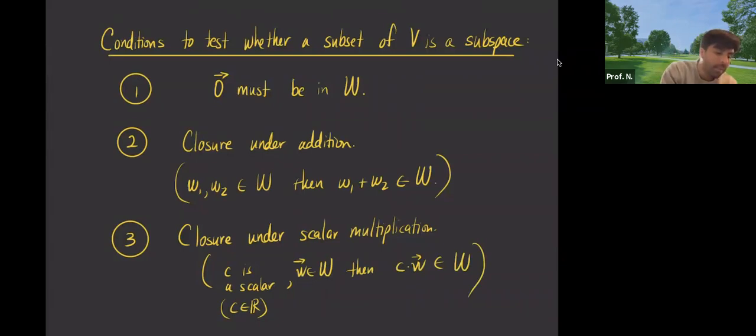So if a subset that we're trying to determine whether it's a subspace of a vector space V contains a zero element, and if that subset has closure under addition, meaning that if you add two things in the subset, the result is also in the subset, and if it's closed under scalar multiplication, so if you scalar multiply a scalar with an element in the subset W, and that result also is in W, then we have what's called a subspace.